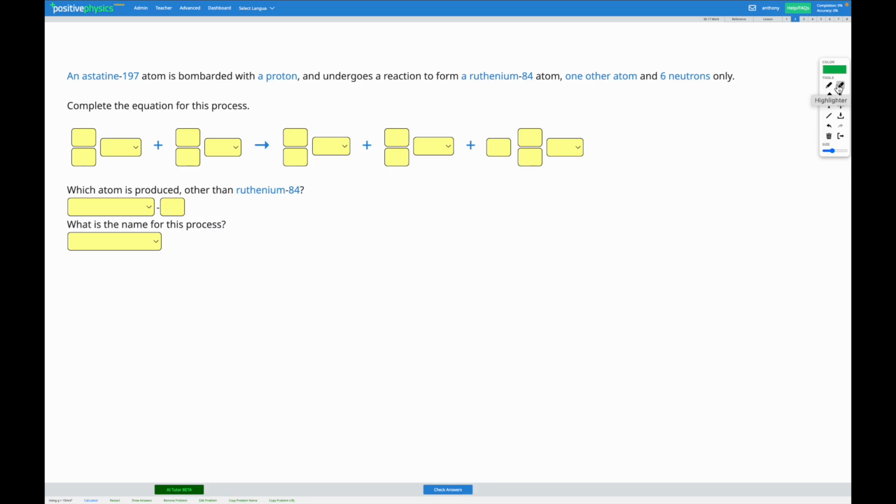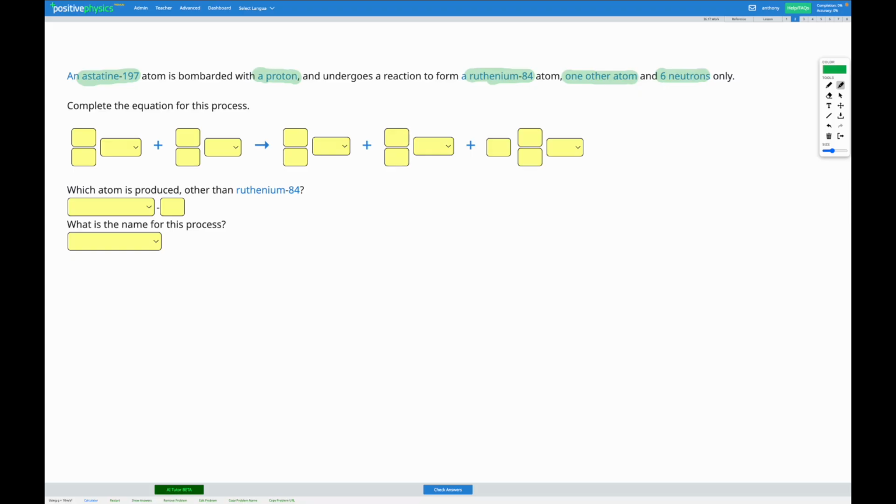In this question, we're going to be completing a nuclear equation and figuring out if this is a fission or fusion reaction. We're told that an astatine 197 atom is bombarded with a proton. It then undergoes a reaction to form a ruthenium 84 atom, one other atom, and 6 neutrons only. Let's start with our astatine atom.